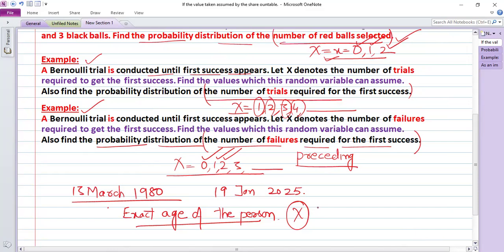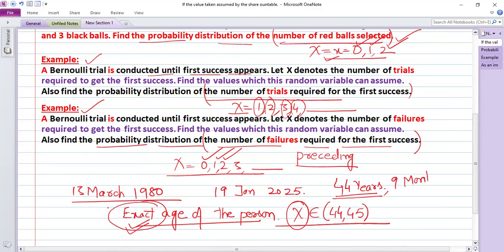Obviously, this exact age is lying in this interval 44 to 45. This is the most accurate answer for the exact age. Please mind, here we are calculating exact age. Why? If we simply say that the age is 44 years, then it is not exact. So for 44 years further, it will be some months, say 9 months. But still it is not exact. Actually, further, it will be some days, then some hours, minutes, seconds, nanoseconds, femtoseconds. So actually we can go on.